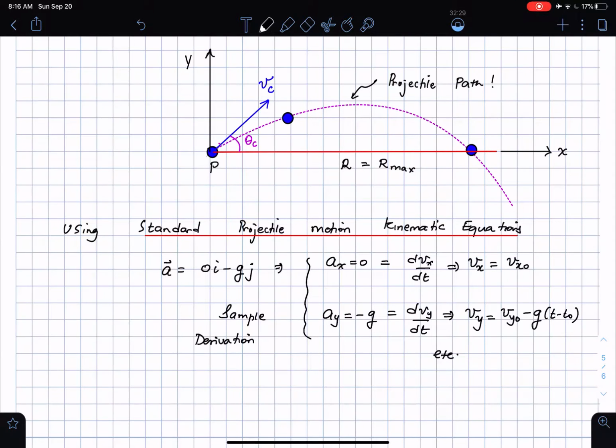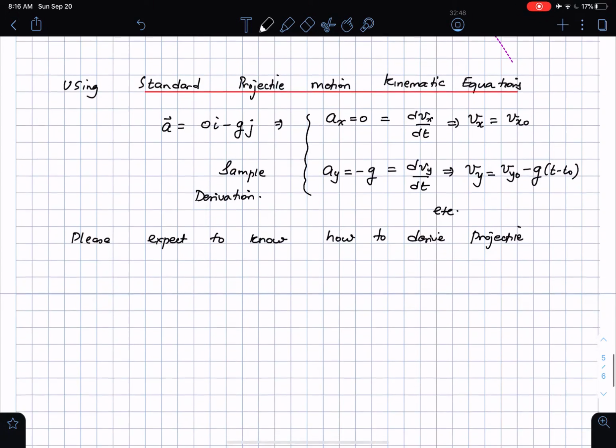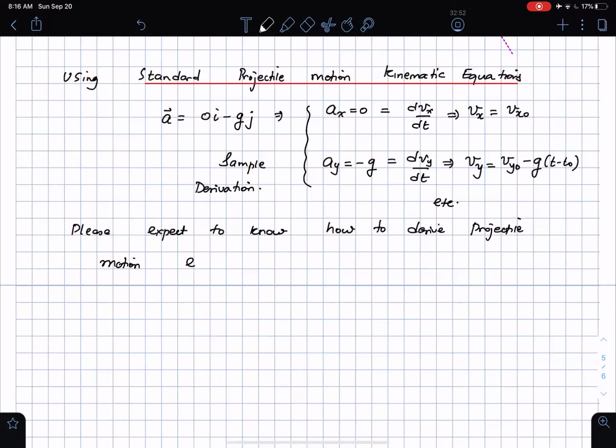Expect to know how to do these things. Please expect to know how to derive the projectile motion equations with drag and without drag, so both with and without drag. This is just as an aside for us, but this is something that you need to know.